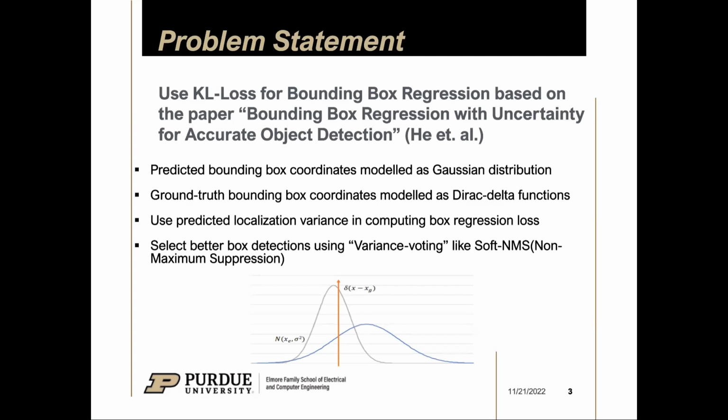In this project, the intention is to use KL loss introduced in the paper by He et al. and reproduce some of the results. In the paper, predicted box coordinates are modeled as Gaussian distributions and ground truth box coordinates as direct delta functions. The predicted localization variance from Gaussians is used in computing box regression loss. Also, to choose better bounding boxes, a method called variance voting is used, which is similar to soft NMS.